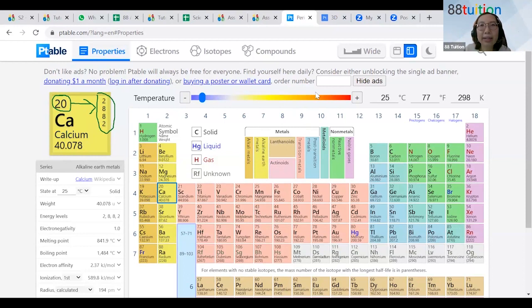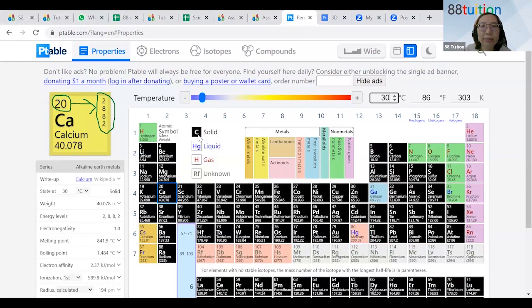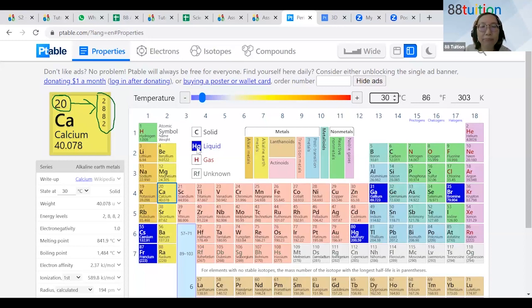All right, then another thing to play with the periodic table is you can change the temperature. So let's say I want to change the temperature to 30 degrees Celsius. At 30 degrees Celsius, if you click solid, all these black colors will be solids. If you mouse over liquid, all the liquids will be the blue ones. So gallium, bromine, mercury, cesium, and francium.